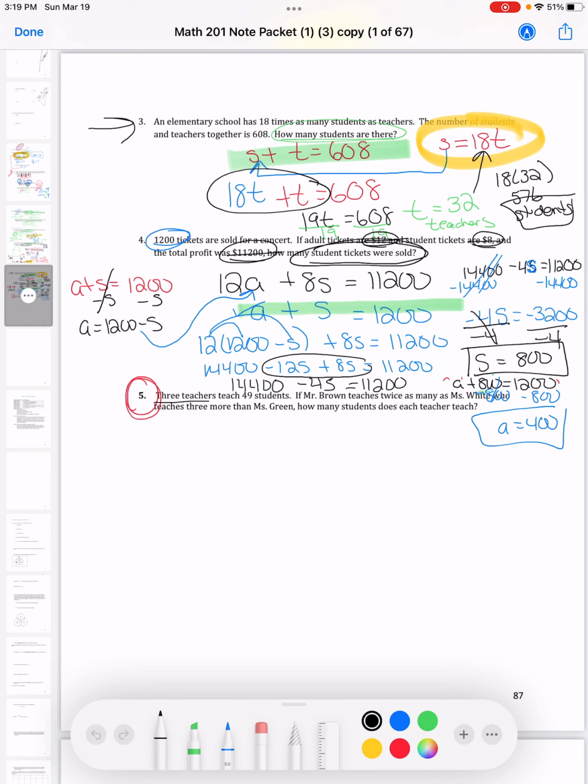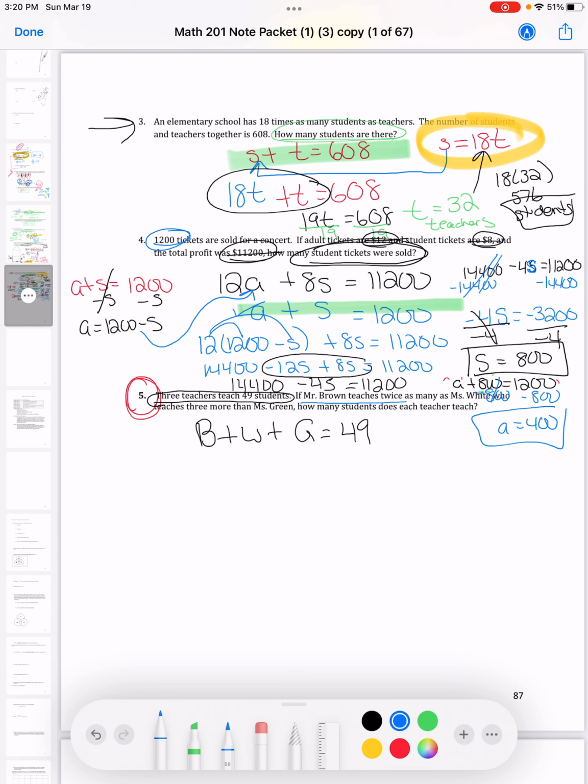So we've got 3 teachers that teach 49 students. And the teachers' names are Mr. Brown, Miss White, and Miss Green. So I'm just going to use B, W, and G for their names. So Brown, White, and Green teach a total of 49 students.